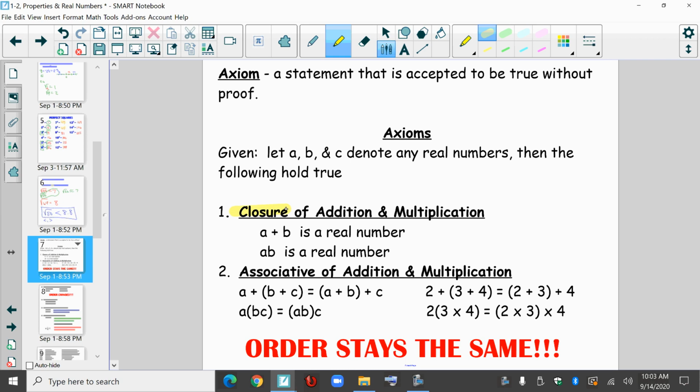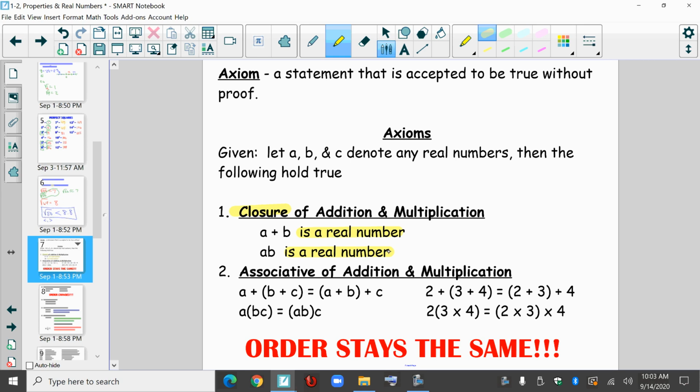The key to closure is you are going to see the words "is a real number." This says if A is a real number and B is a real number, then if I add A and B together, it will be a real number. Okay? If A is a real number and B is a real number, then A times B is a real number. Closure has the words "is a real number."